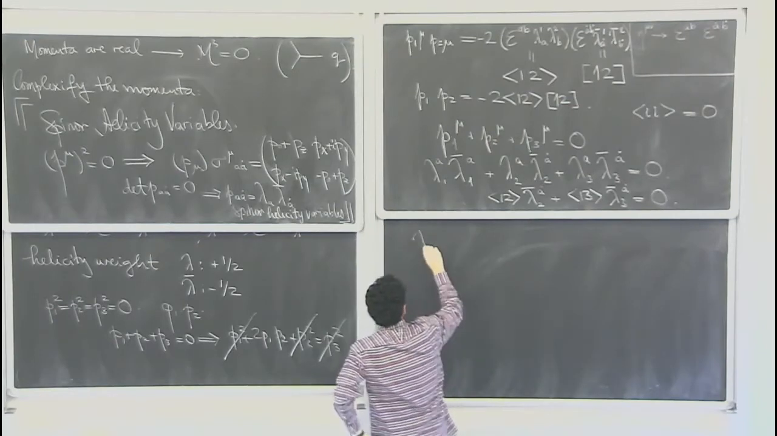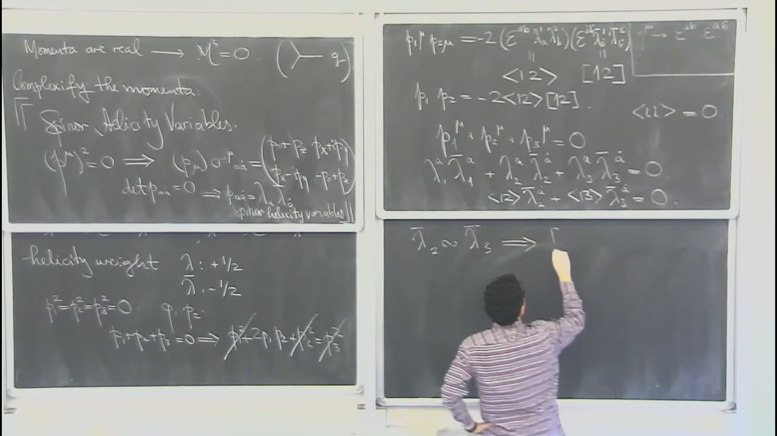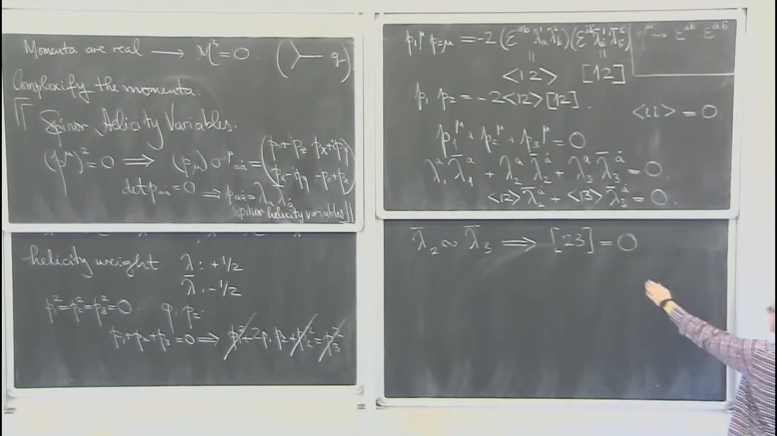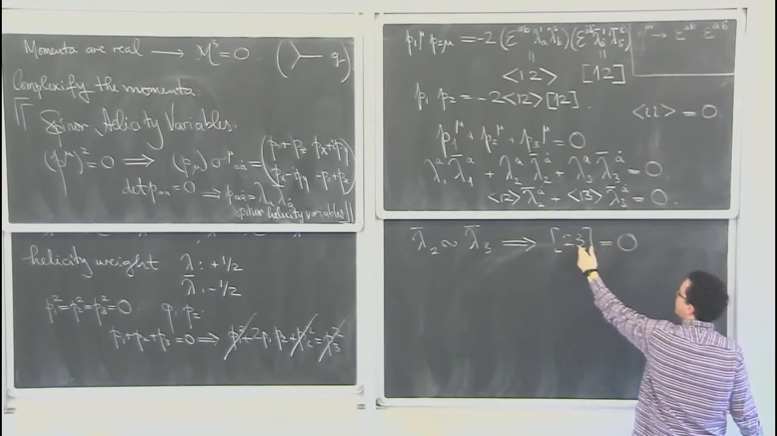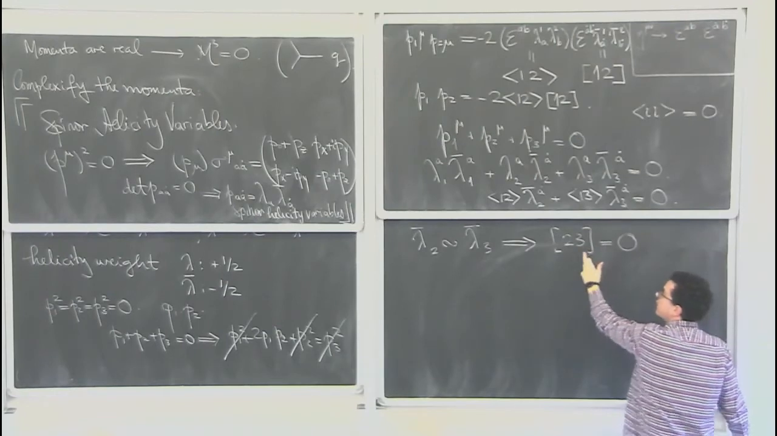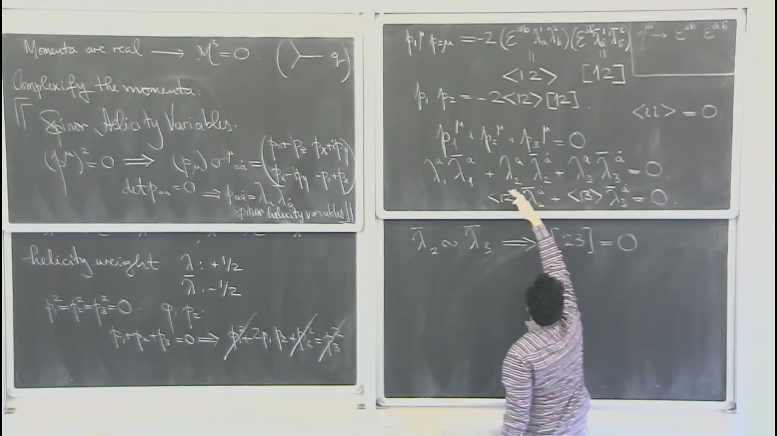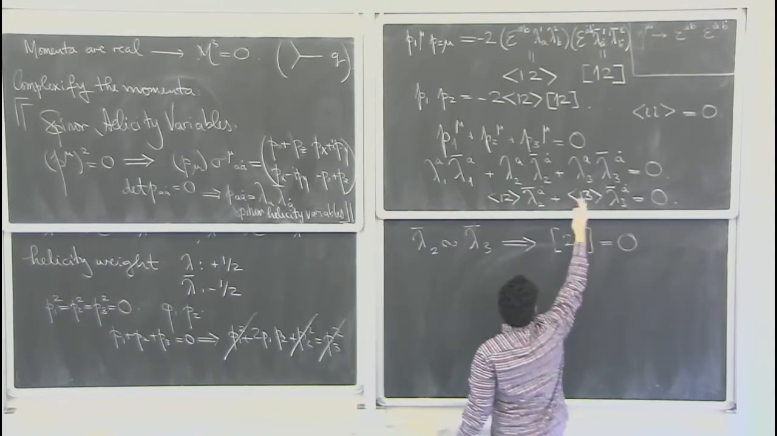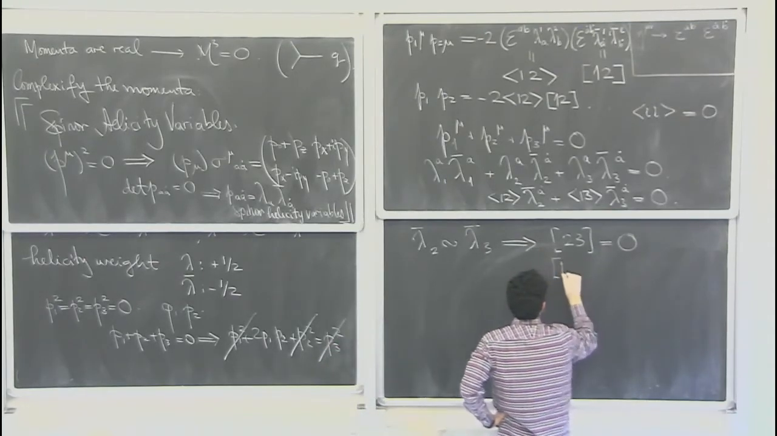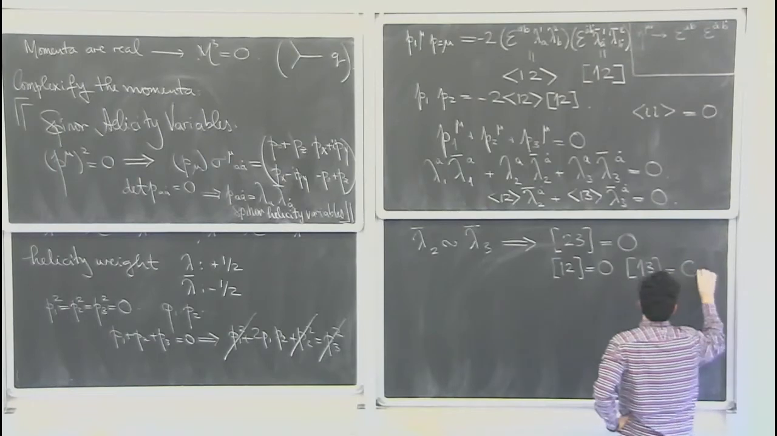So if lambda bar 2 is proportional to lambda bar 3, then it implies that the angle bracket 2, 3 is 0, right? Because if you write lambda 2 dotted with lambda 3, it is some number times lambda 2 dotted with lambda 2, which is 0 because it's anti-symmetric. And you can repeat the same game by dotting with some other lambda brackets around. If you repeat the same game, you get angle bracket 1, 2 equals 0, and angle bracket 1, 3 equals 0.